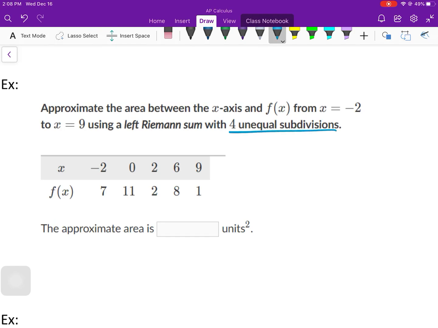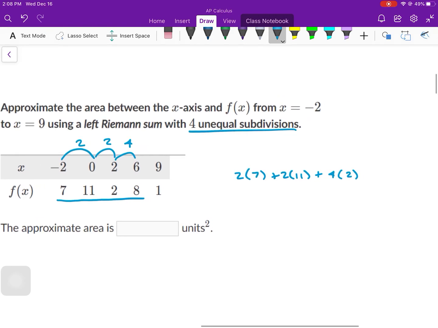So this one's a left sum, 4 subdivisions. I'll just set it up, but I'm not going to evaluate. So there, that changes to 2. Or I wasn't putting those in parentheses earlier. So 2 times, and we're going to use the left 4 values there. 2 times 7 plus 2 times 11. That's going to be 4 this time, plus 4 times 2. And then that's 3 plus 3 times 8. So once again, notice there, I'm using the left 4 values because it's a left Riemann sum.